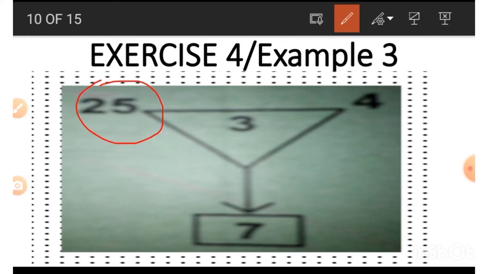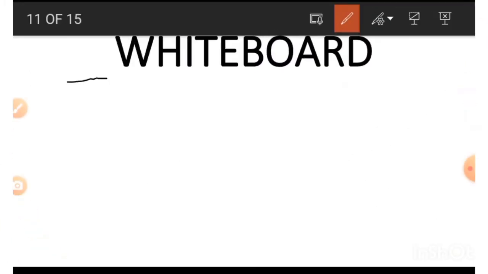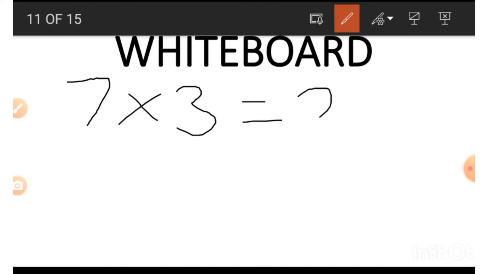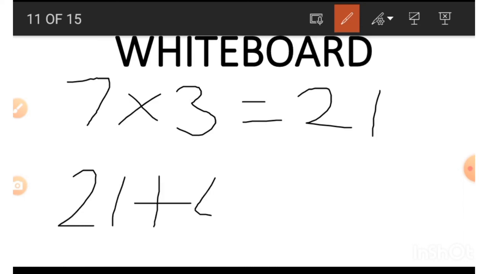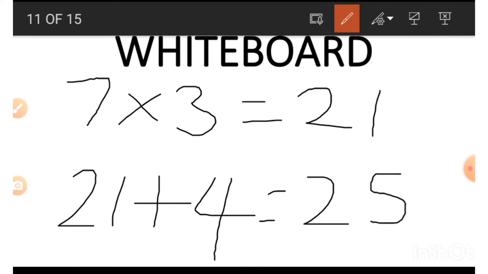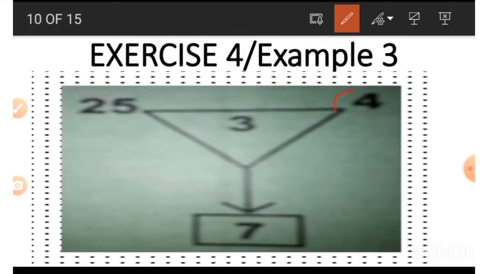If we want to get 25 and we want to make use of 7, 3, and 4, we are definitely going to start with 3 and 7. On the board, we have a 7 times 3. That's the opposite of division. That gives us 21. Then 21 plus 4 will give us 25. So that is how we got the 25.